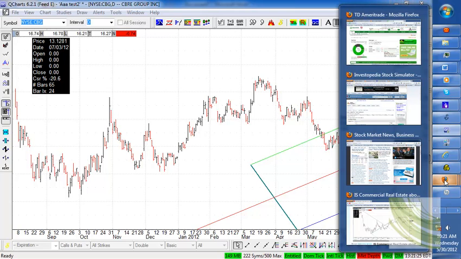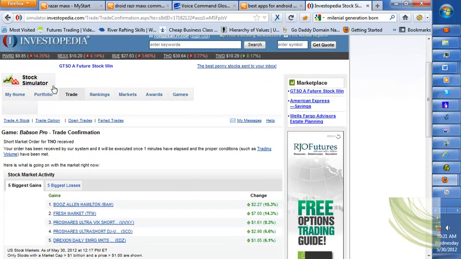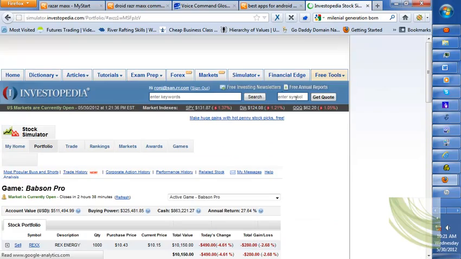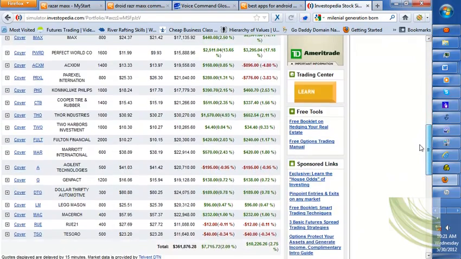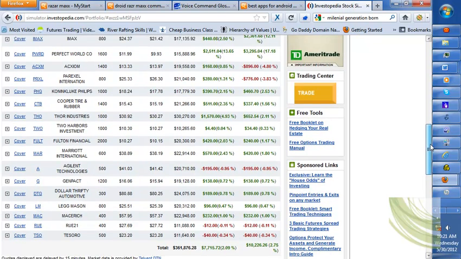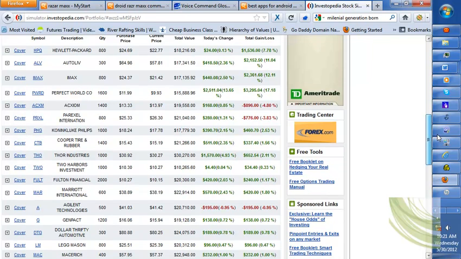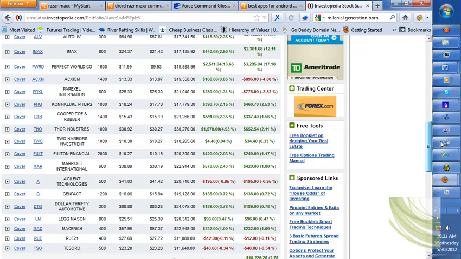Let me give you an idea. We're using a simulator to show people. We don't really want to show them real portfolios, even though we have in the past. These are some examples of some of the stocks that are presently on, and there we go. Here's one we put on today.